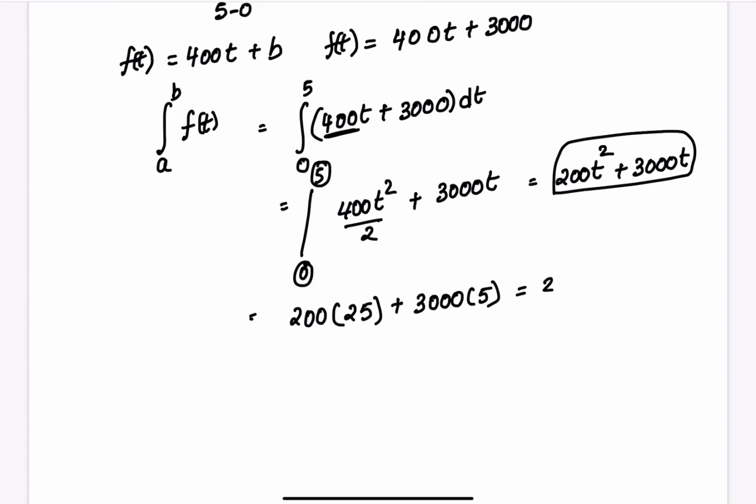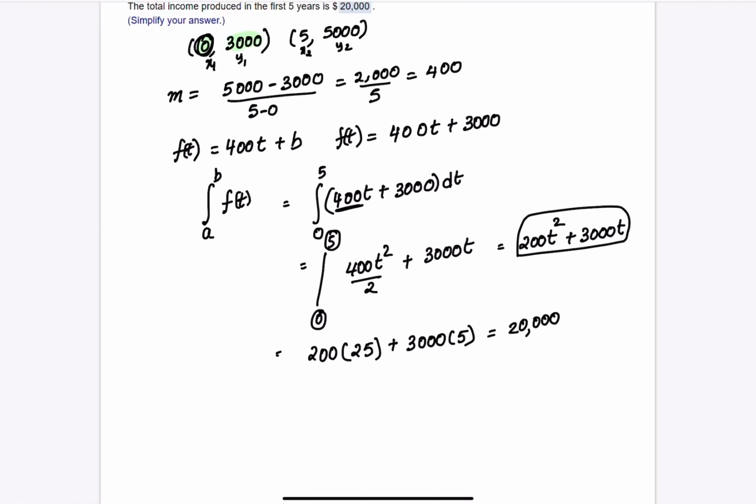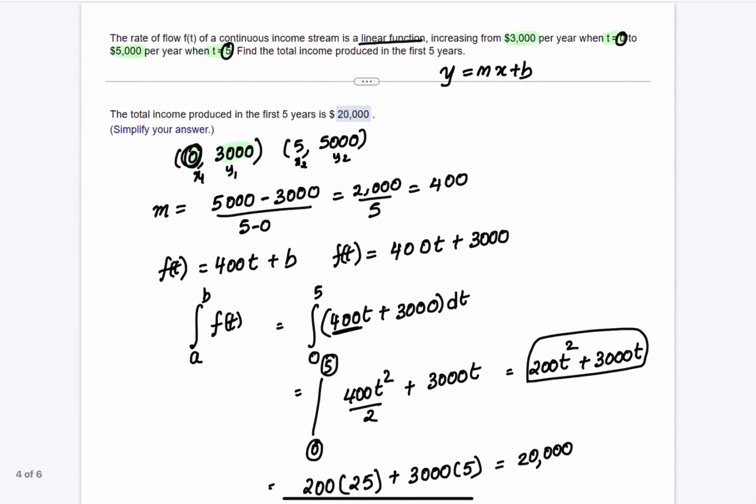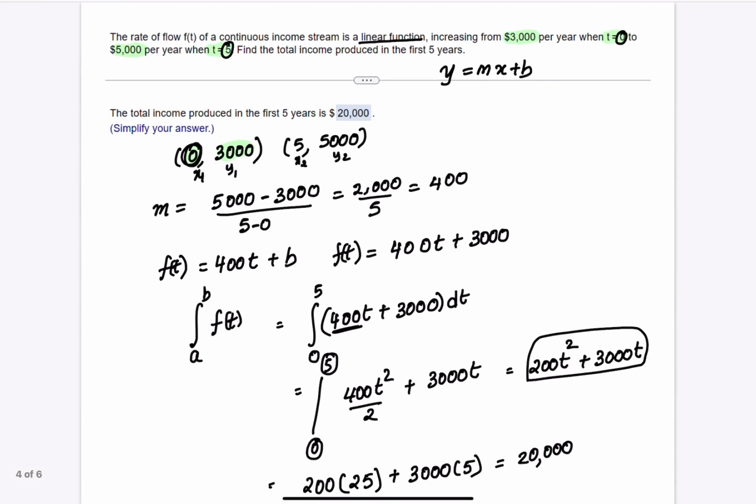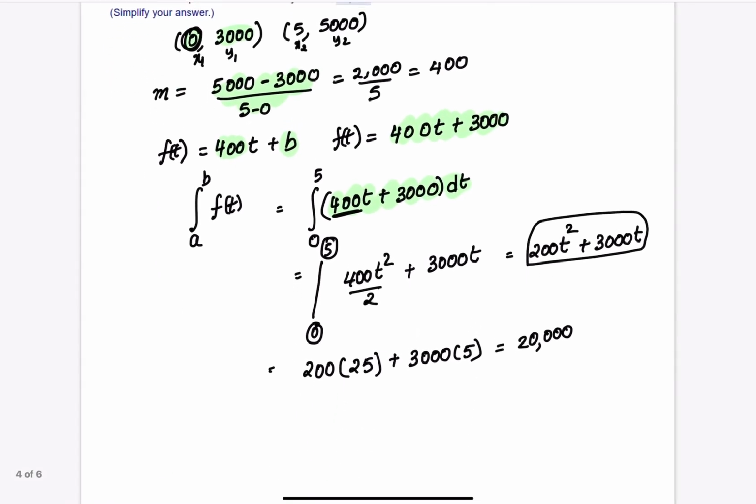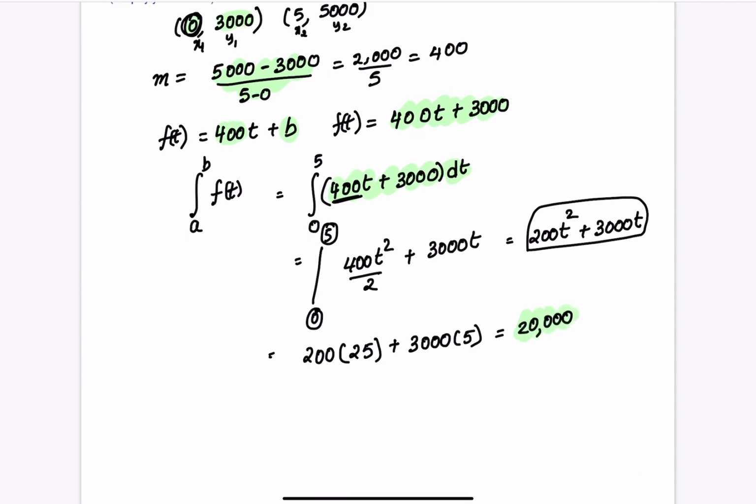And that is going to be 20,000. Quick recap. What did we do? They said it's a linear function, but they did not give us what the function is, but they give us the points. So we go ahead, find the slope because that's required for a linear equation. Once I have my slope, I have my y-intercept, I have my whole function, and I integrate it from 0 to 5, and I get my total value.